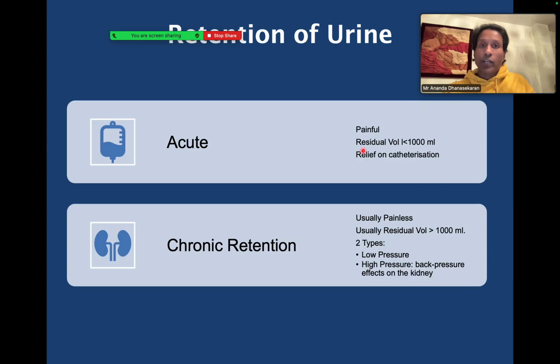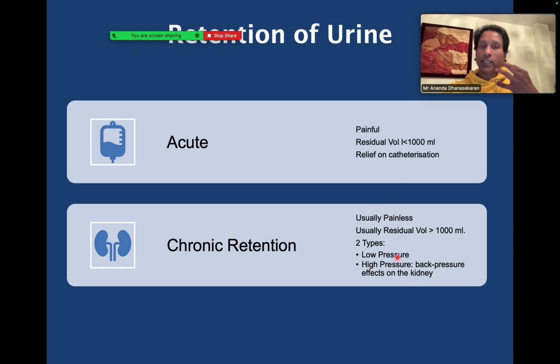And we are going to go further into other minor topics, for example retention of urine. So a patient comes with inability to pass urine. It may be acute retention or chronic retention. Acute retention means it's a painful retention where the patient's residual urine is more than a liter. If you catheterize the patient, or do a bladder scan, it usually shows more than a liter of urine in the bladder, and the patient will have excellent relief if you place a catheter.